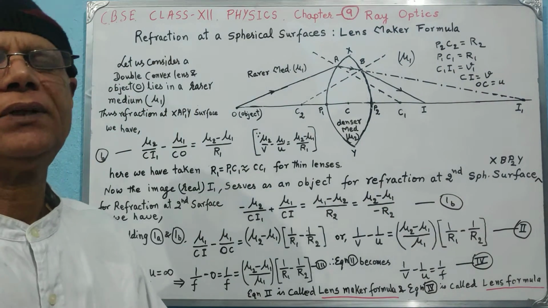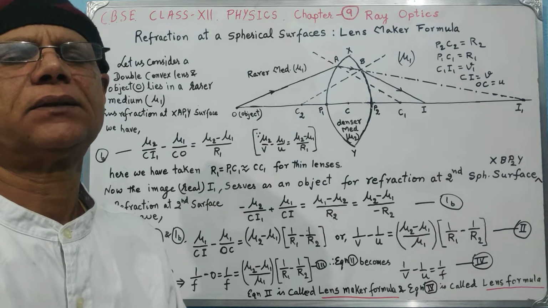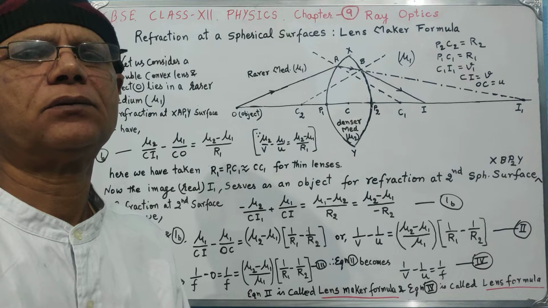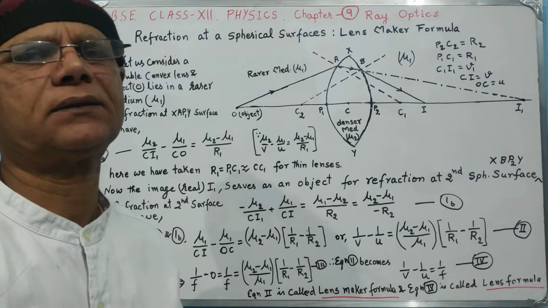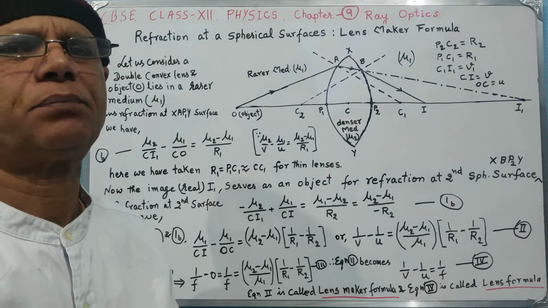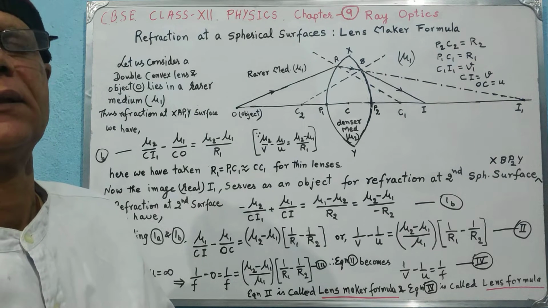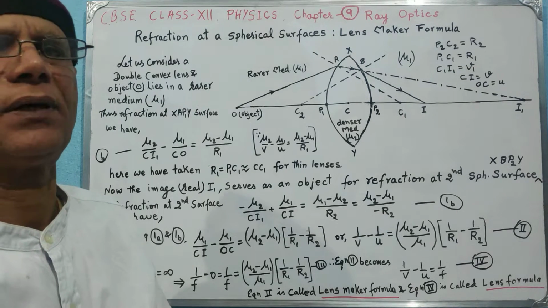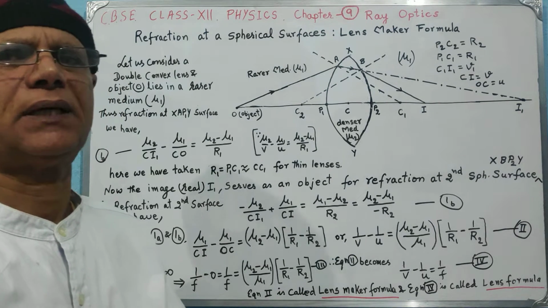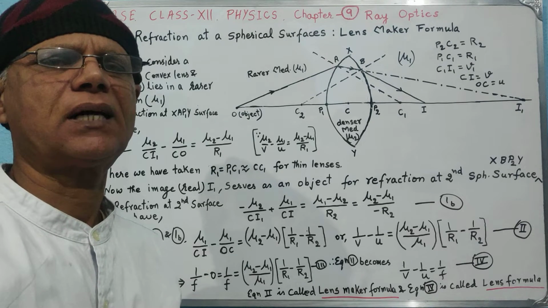Students, today we are going to talk about the Lensmaker formula. It is a very famous formula in regard to how we can design a lens of desired focal length, of desired property. That guiding formula is this Lensmaker formula, and from that we shall also derive the lens formula, which you have been talking about since class 10.